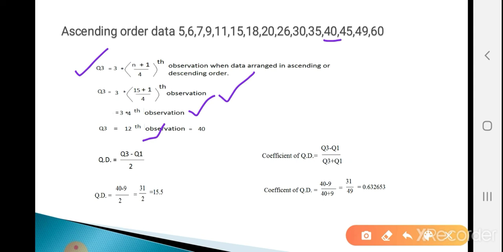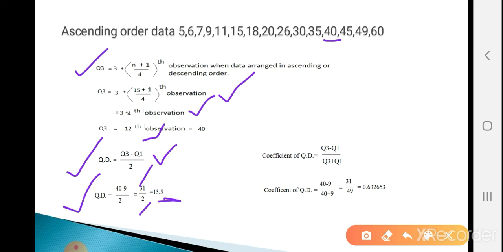Now what is the formula for calculating the quartile deviation? The formula for finding the quartile deviation and coefficient of quartile deviation is the same for ungrouped data, grouped data and continuous data. So the quartile deviation QD is equal to Q3 minus Q1 divided by 2. Just plug the values of Q3 and Q1 in the formula. The Q3 value is 40 and Q1 is 9. So 40 minus 9 divided by 2. 40 minus 9 is 31, and 31 divided by 2 is 15.5.